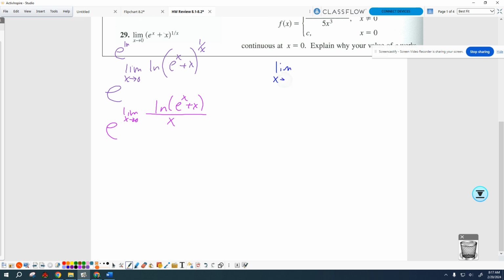And someone asked, do you need to know how to spell L'Hopital's? No. Because they couldn't decide themselves. There's different kinds.